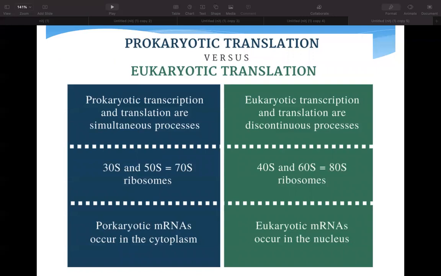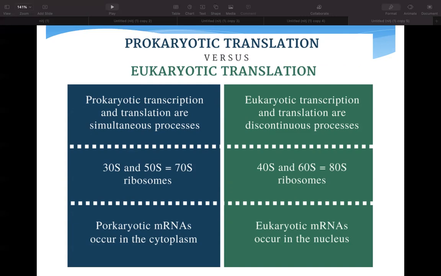So now let us summarize the differences between prokaryotic translation and eukaryotic translation. In prokaryotic translation, transcription and translation are simultaneous processes. But in eukaryotes, it is a discontinuous process between transcription and translation. In prokaryotes, there is a 70S ribosome in which 30S is the smaller subunit and 50S is the larger subunit. But in eukaryotes, we see an 80S ribosome where 40S is the smaller subunit and 60S is the larger subunit.